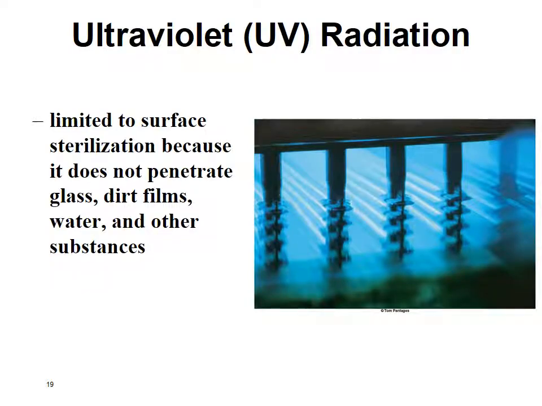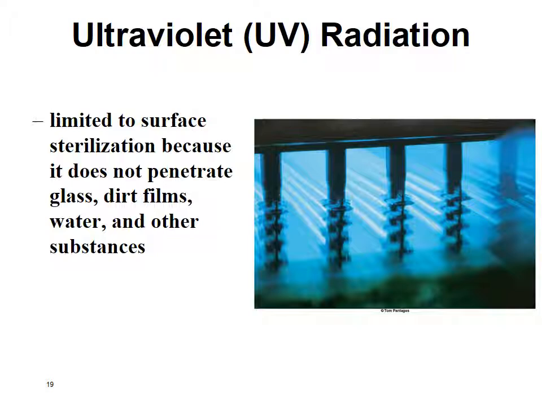Microbiologists can also take advantage of the effects of ultraviolet and ionising radiation to sterilise or disinfect objects. Ultraviolet radiation, around 260 nanometres, is quite lethal to microorganisms, but it doesn't penetrate glass, dirt films, water and other substances very effectively. So because of this disadvantage, UV radiation is used as a sterilising agent only in a few specific situations. UV lamps are sometimes placed on the ceilings of rooms or in biological safety cabinets to sterilise the air and any of the exposed surfaces.